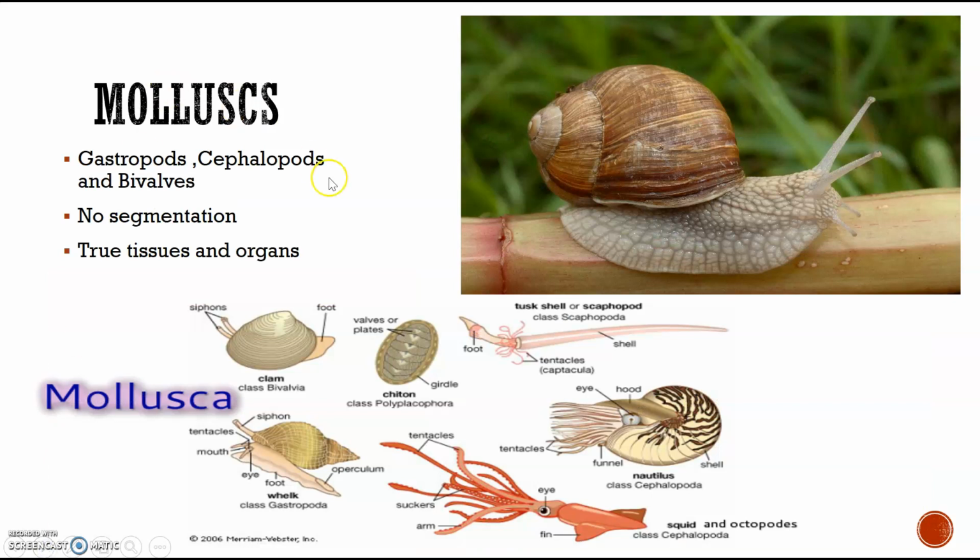Then we have mollusks. So these are gastropods, which are snails, cephalopods, which are the squids and octopus, and then bivalves, which the classic is your clams. All right. They have no segmentation. They have true tissues and organs, circulatory systems, that sort of thing. Some of these are separated into males and females. The squids and octopus tend to be, but then some of them are hermaphroditic, like your snails, which will have both male and female organs.